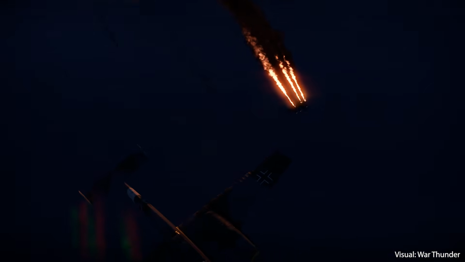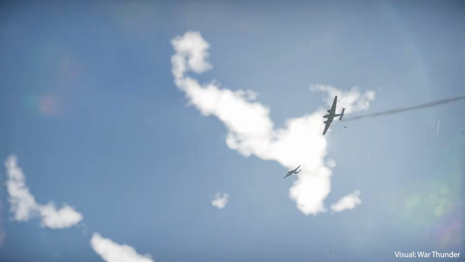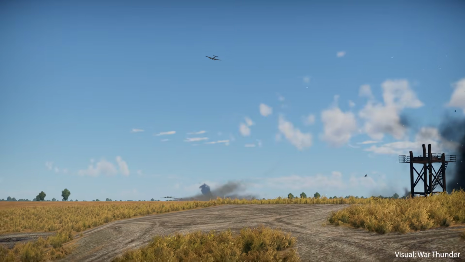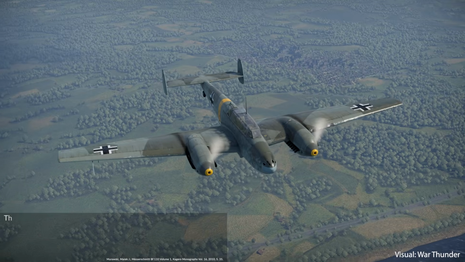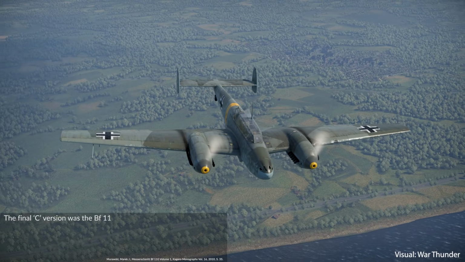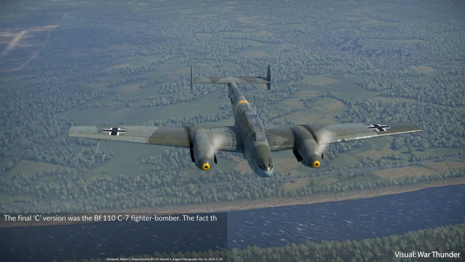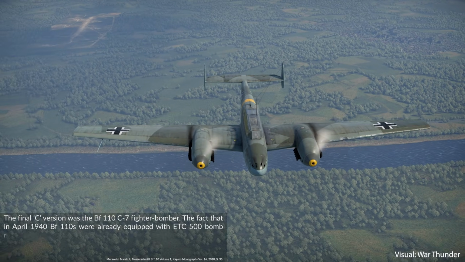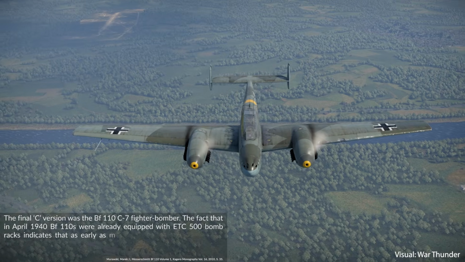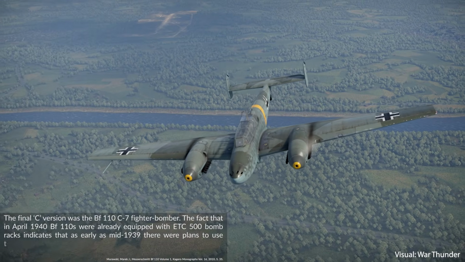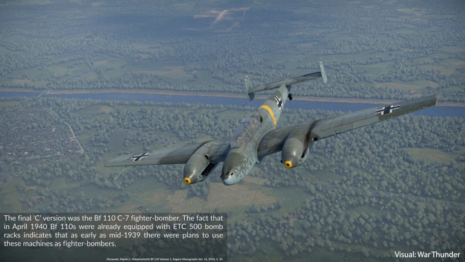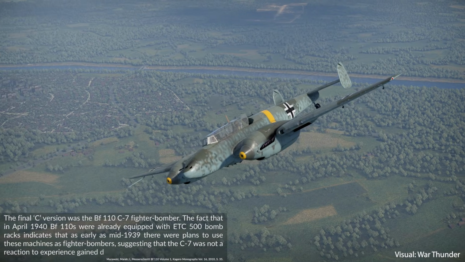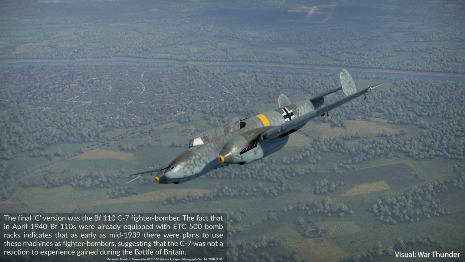One of the first major attempts was that the Bf 110 was to be refitted for ground attack into a fighter bomber. This was already a very early development. The final C version was the Bf 110 C7 fighter bomber. The fact that in April 1940 Bf 110s were already equipped with the ETC 500 bomb racks indicates that as early as mid-1939 there were plans to use these machines as fighter bombers, suggesting that the C7 was not a reaction to experience gained during the Battle of Britain.